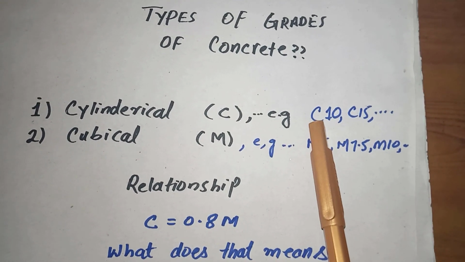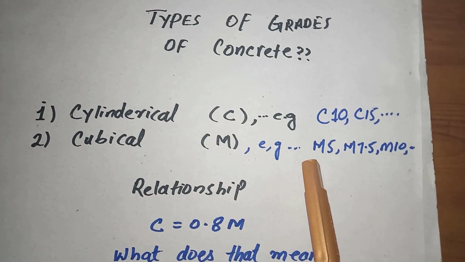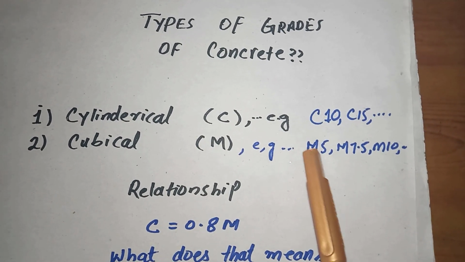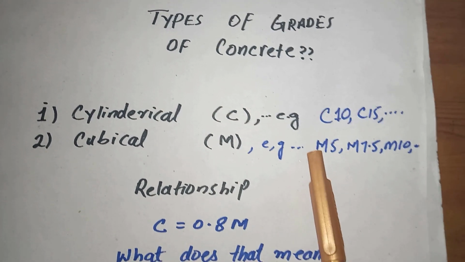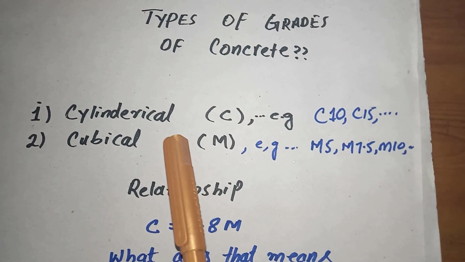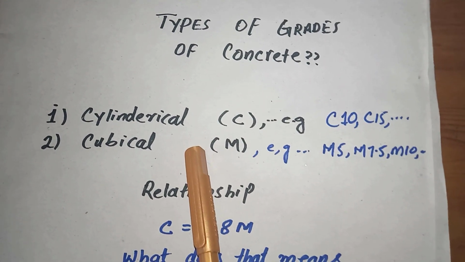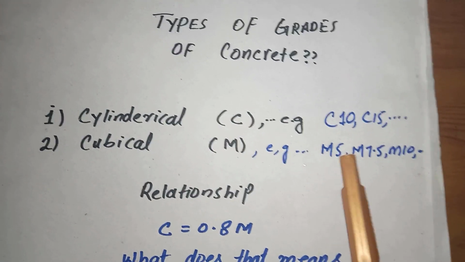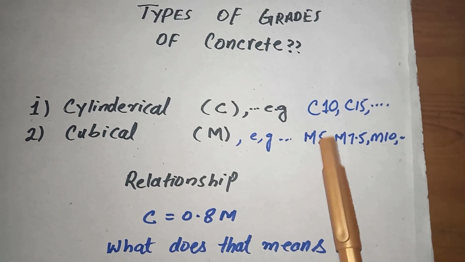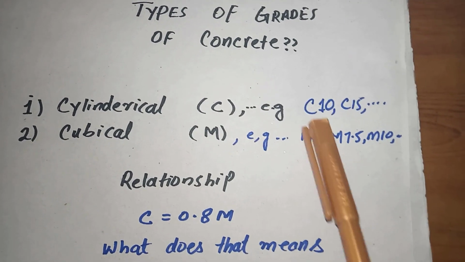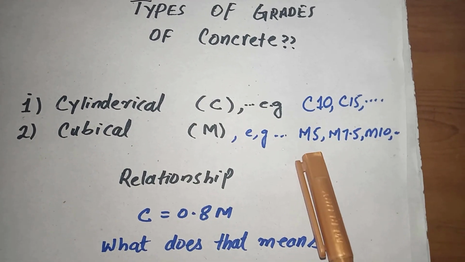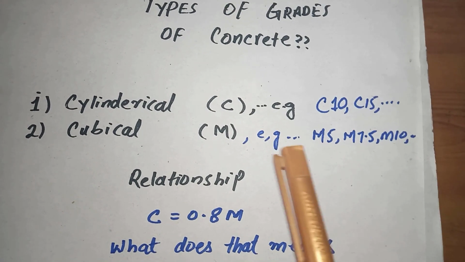in megapascal. Similarly, M represents the mix ratio of cement, sand and aggregate in cube material, and the number represents the 28-day strength of the material in megapascal.